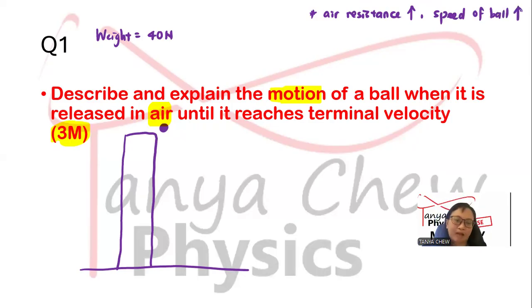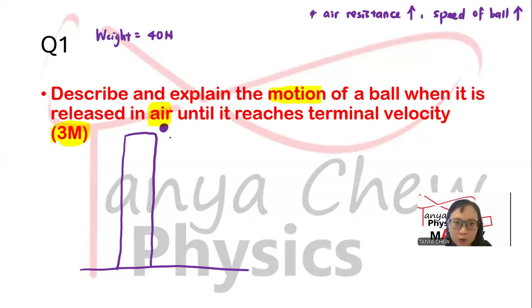Another important thing you should know is that the weight of the ball in this case is constant because the experiment is being conducted on Earth. The ball is not being moved to other planets, right? Therefore, the gravitational acceleration is constant, the mass of the ball is constant, and the weight of the ball is also constant. Let us start the process right now.